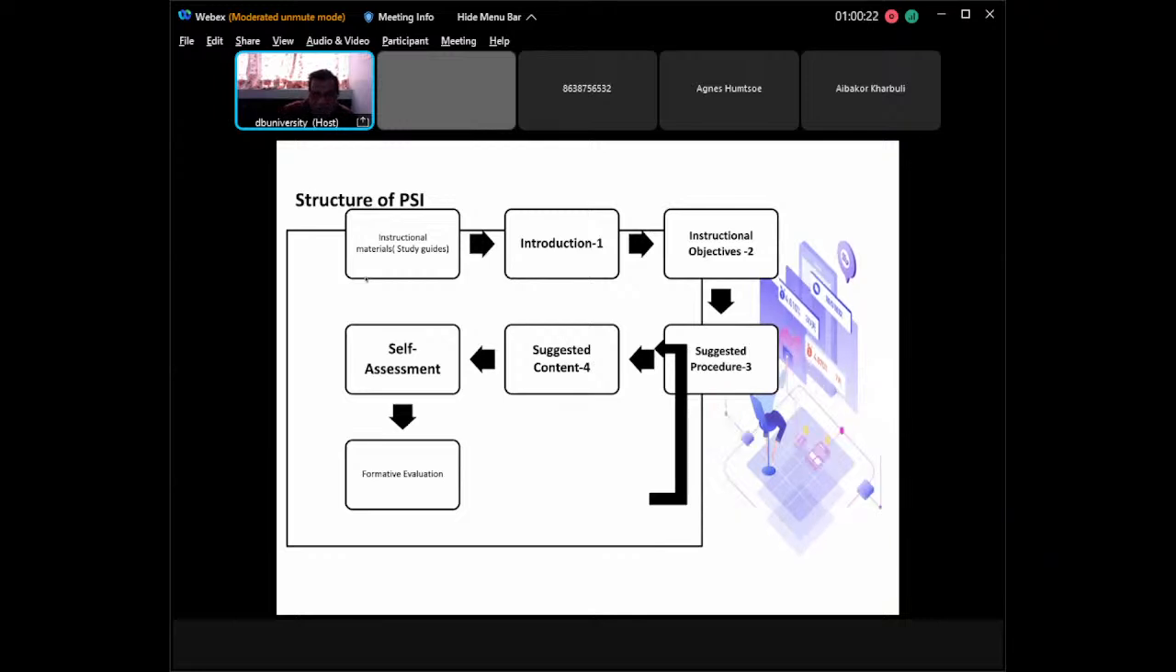The moment you are satisfied by yourself that you have learned the whole module, a formative test will be there. This formative test will give us the status of your learning, and feedback and reinforcement will be provided, along with corrective measures. And finally, we will see whether all the objectives have been achieved or not. So students are to learn at their own pace.